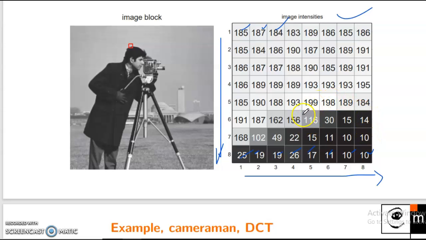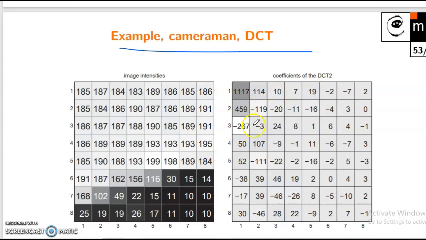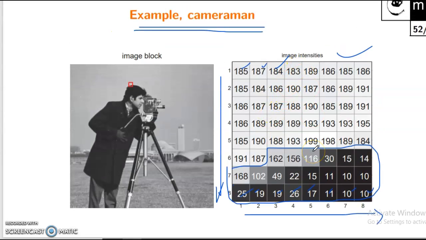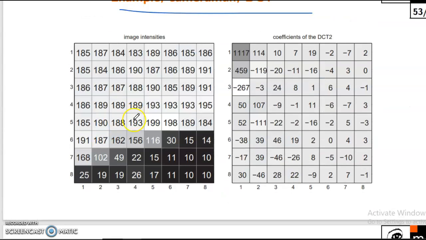So like this. So low is high pixels. Here low. Example: cameraman, DCT, image intensities. So here this portion intensity is different from this portion. Image intensities 1 to 8, 1 to 8.